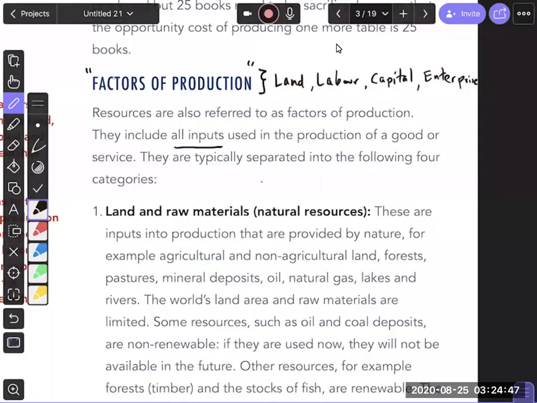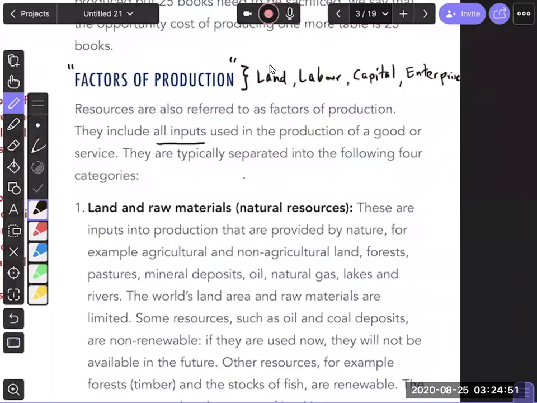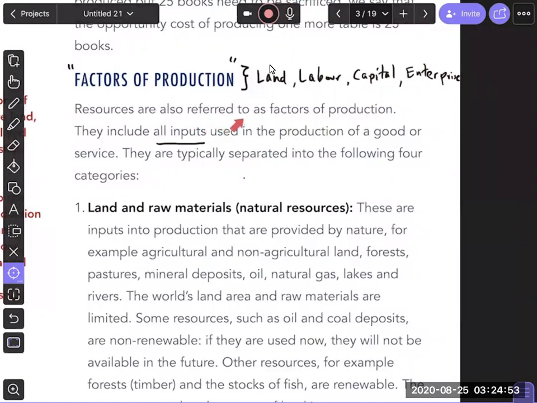Okay. So the first factor of production, basically, resources, let's just look at this. Resources are also referred to as factors of production. They include all inputs used in the production of a good or service. They are typically separated into four categories.